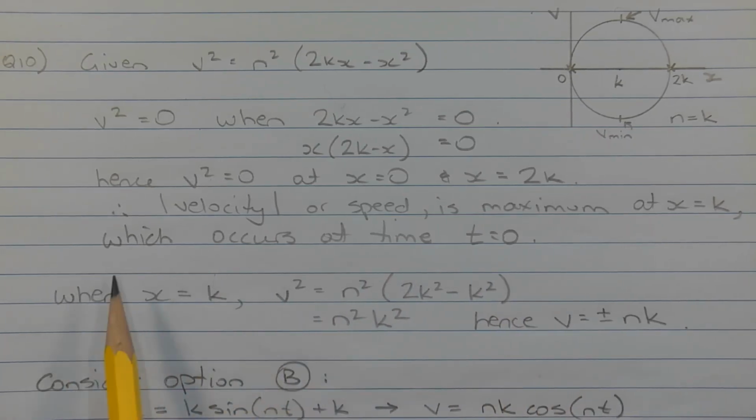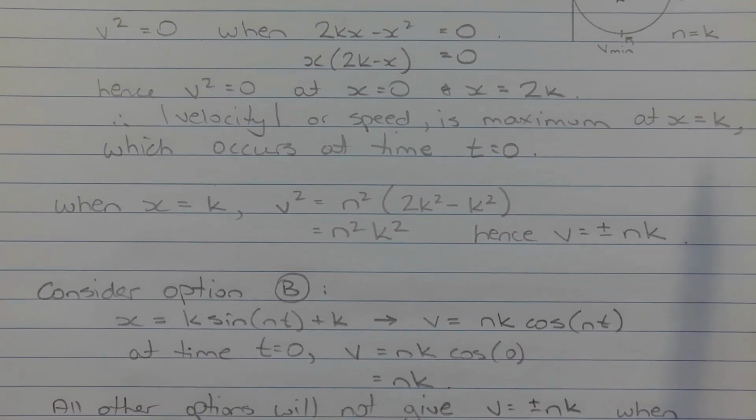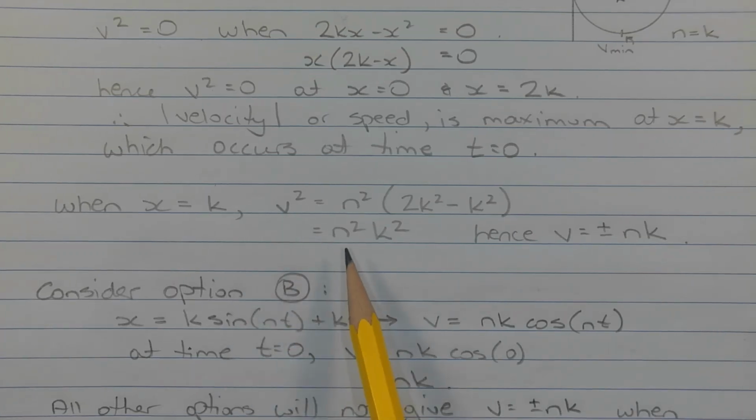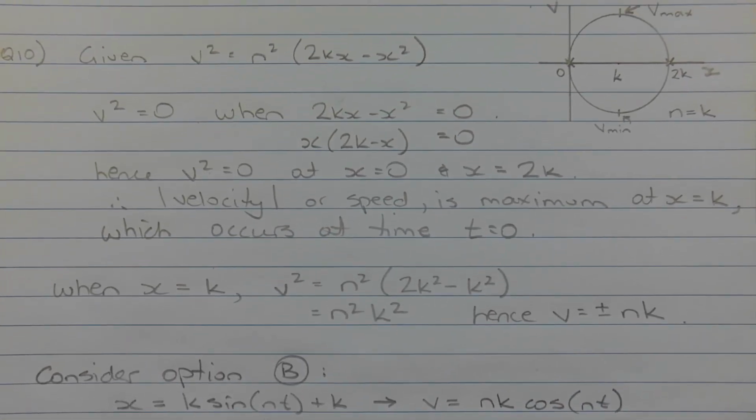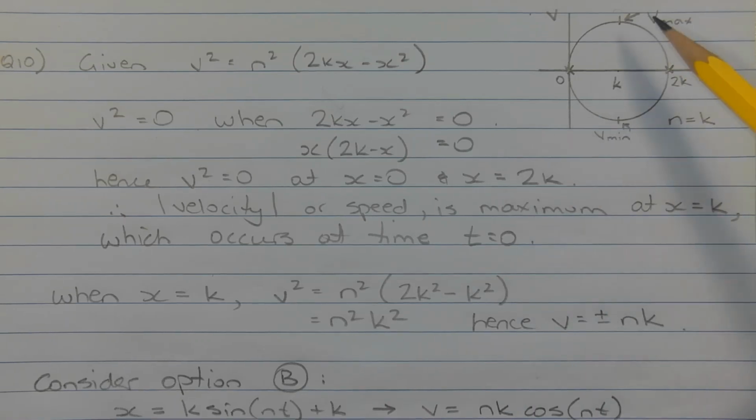So let's find the velocity when x equals k. When x equals k, v squared is equal to n squared times (2k squared minus k squared). Collecting the like terms, we get v squared is equal to n squared k squared. Then taking the square root of both sides, we get v is equal to plus or minus nk. If we go back to our graph, positive nk will correspond to this point here, and negative nk will correspond to this point here.